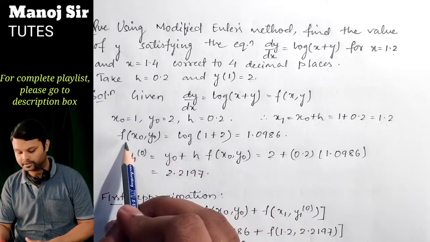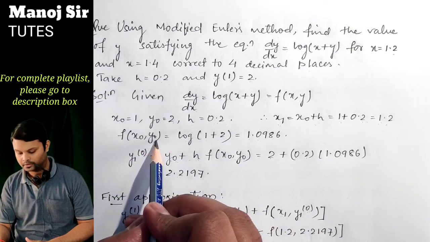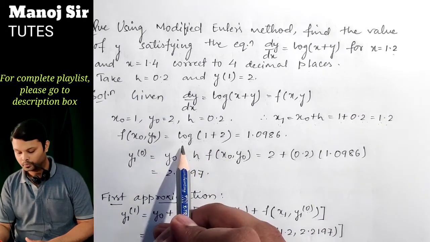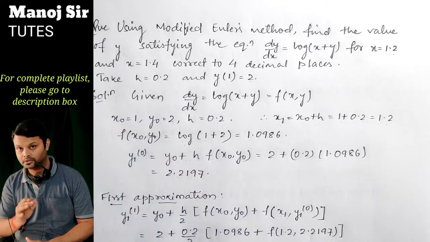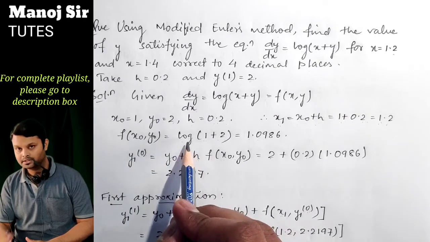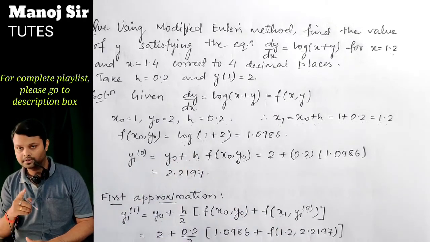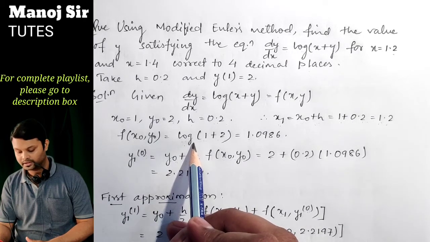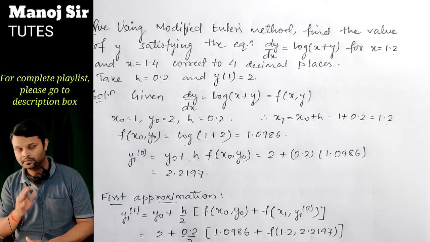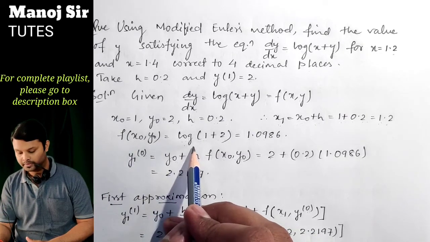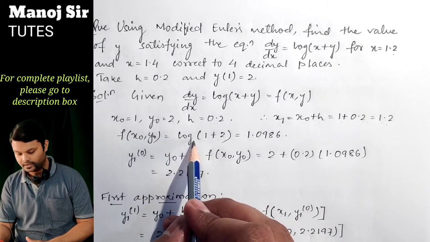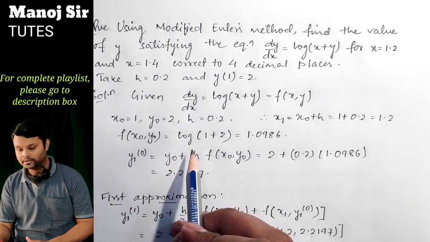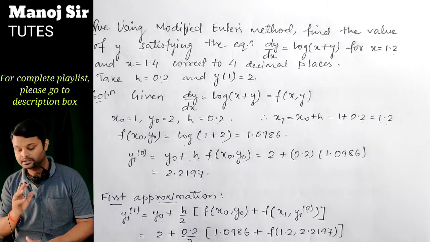So we will find this separately, that is f of x naught comma y naught, and that is equals to log of 1 plus 2. One thing that you need to know, that while calculating log, you need to take natural log, because log means base 10 and natural log means base is e. So unless it is mentioned here that it is 10, we will always take natural log. Let's suppose base 10 is already written here, then we will take log whose base is 10. Otherwise we will take natural log whose base is e.